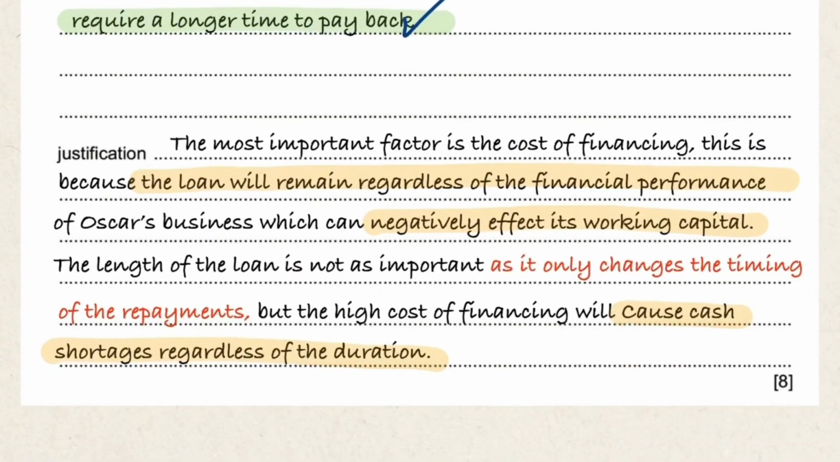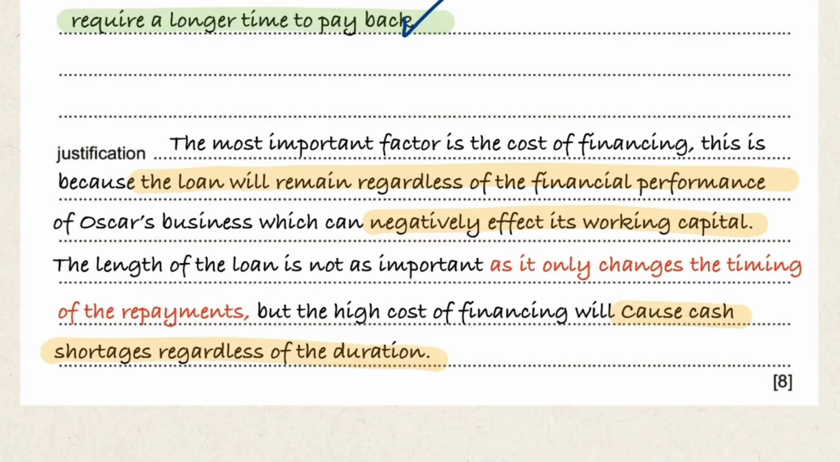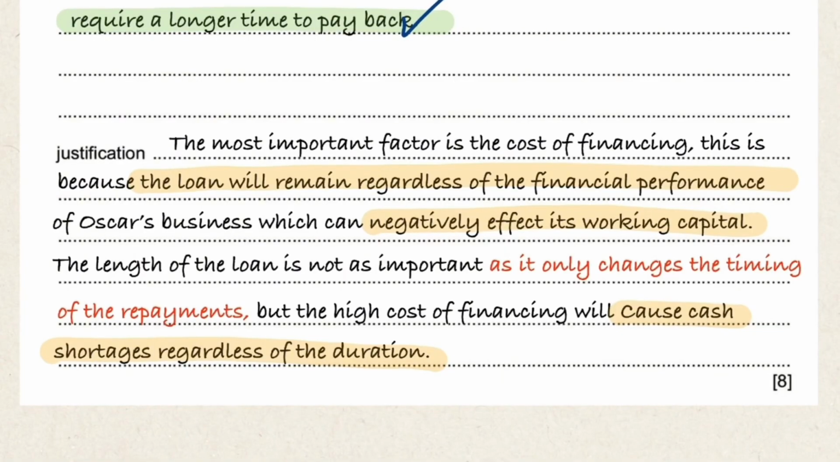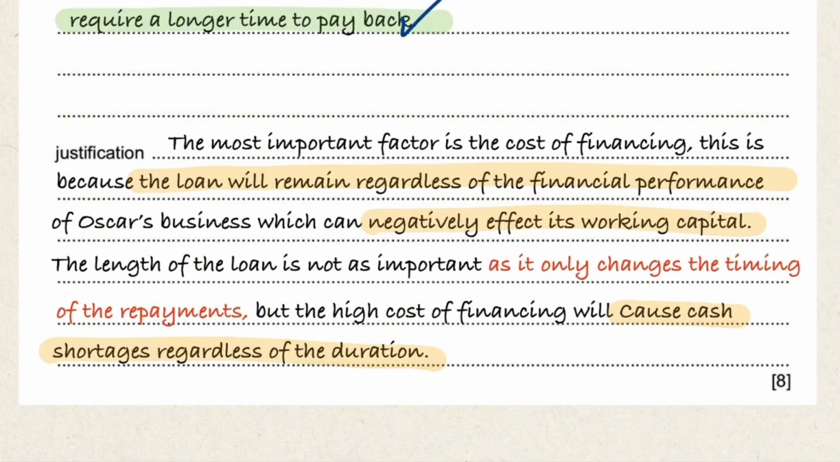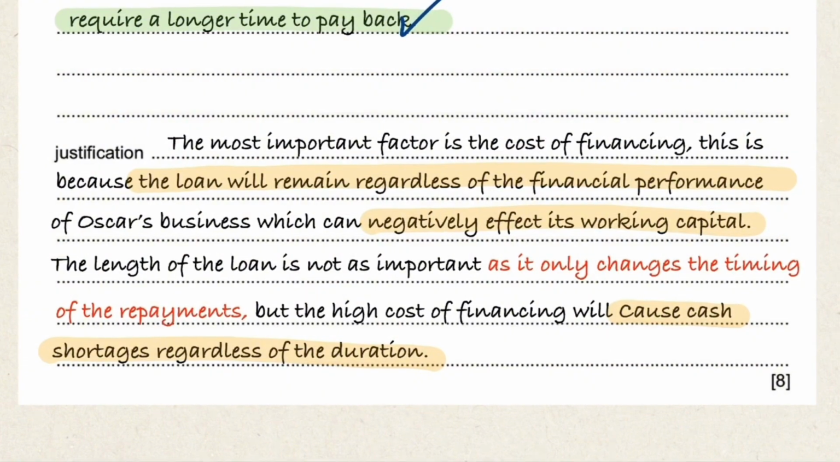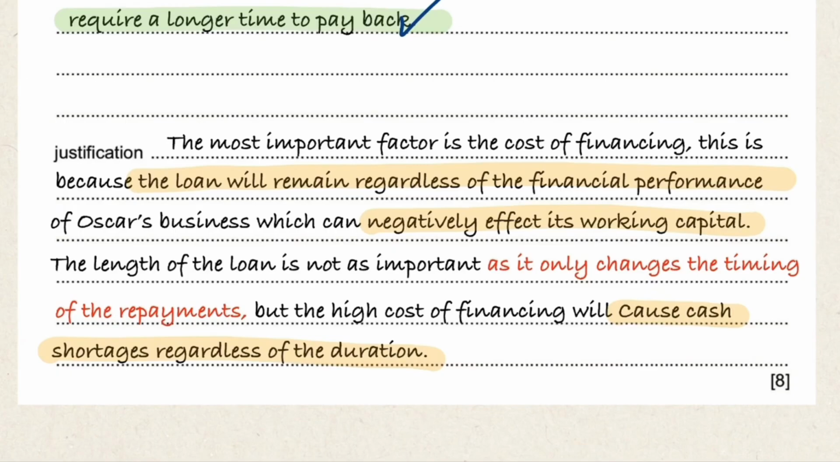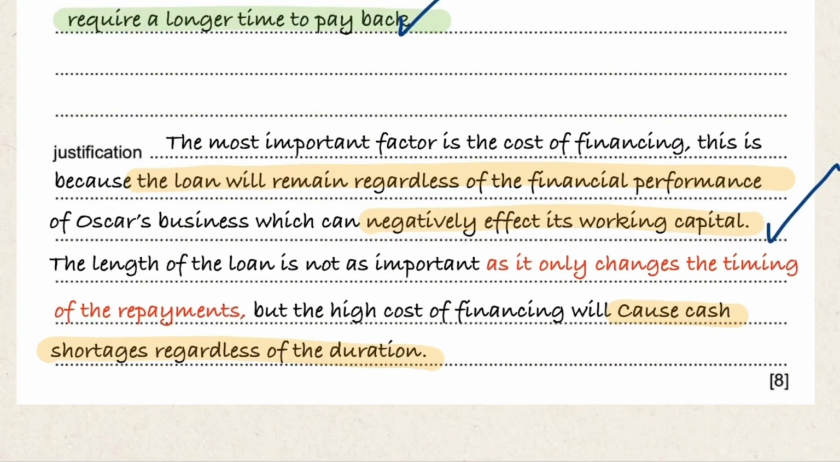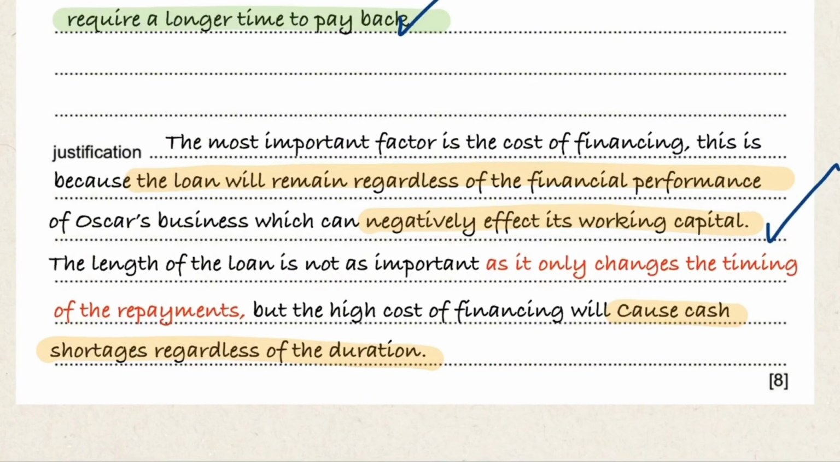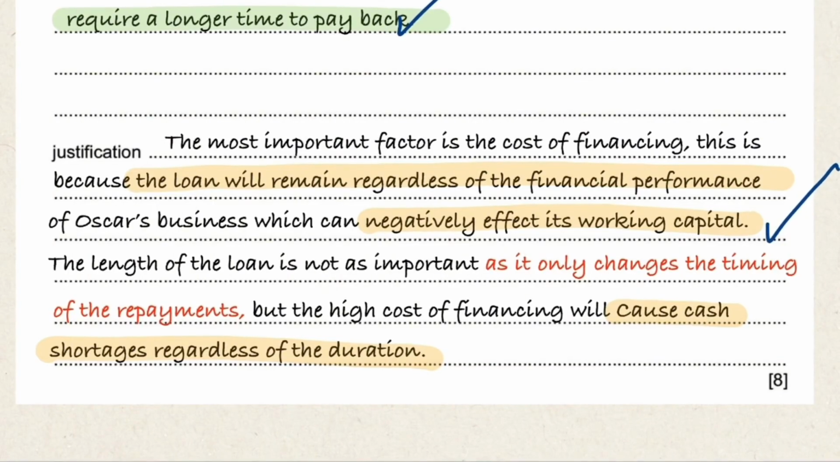And for the justification, for our first evaluation mark, is that the most important factor is the cost of financing, as this is because the loan will remain regardless of the financial performance of Oscar's business, which can negatively affect his working capital. So now for the second evaluation, I need to justify why the cost of financing is more important than the length of loan.